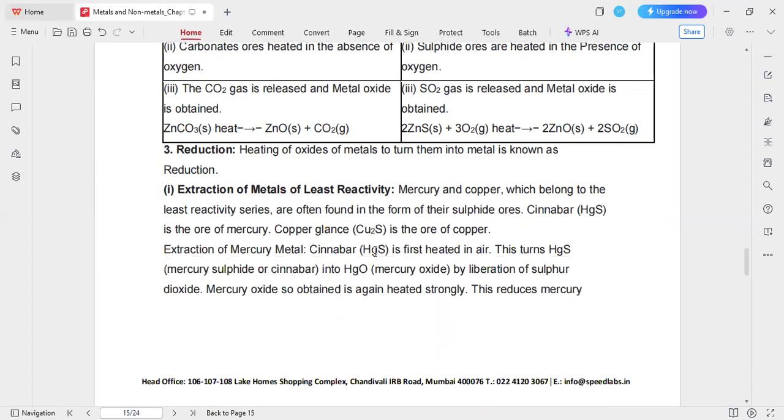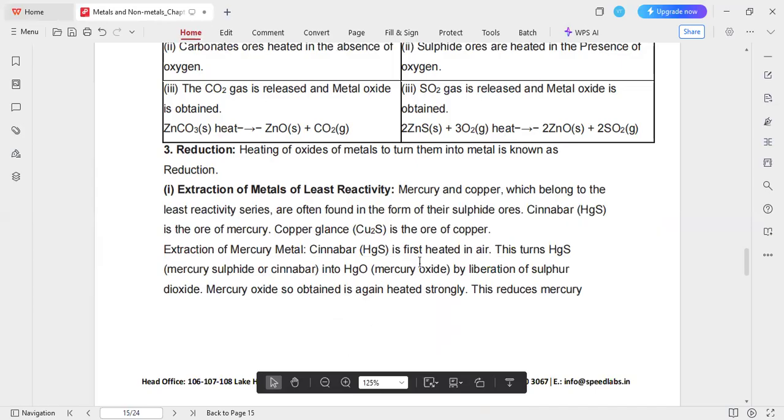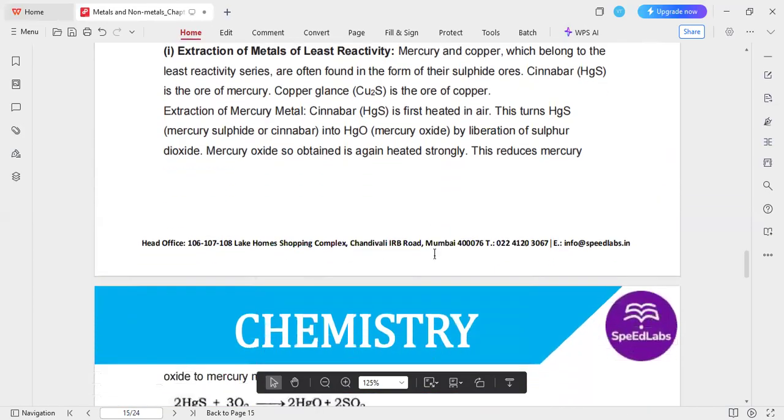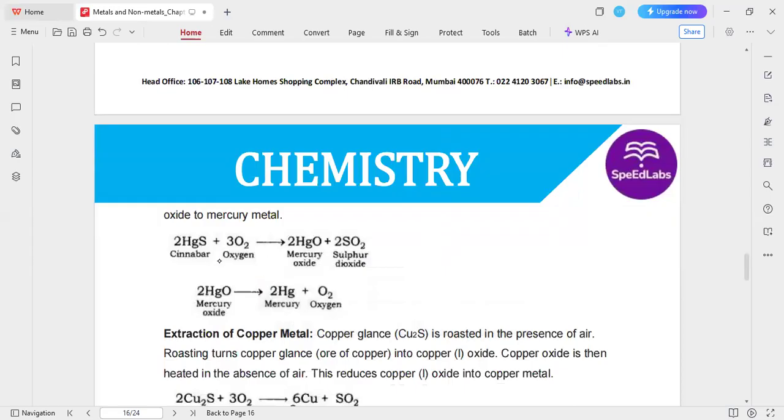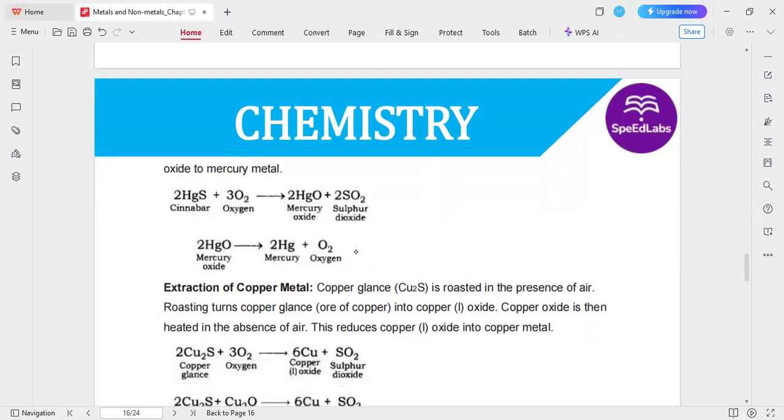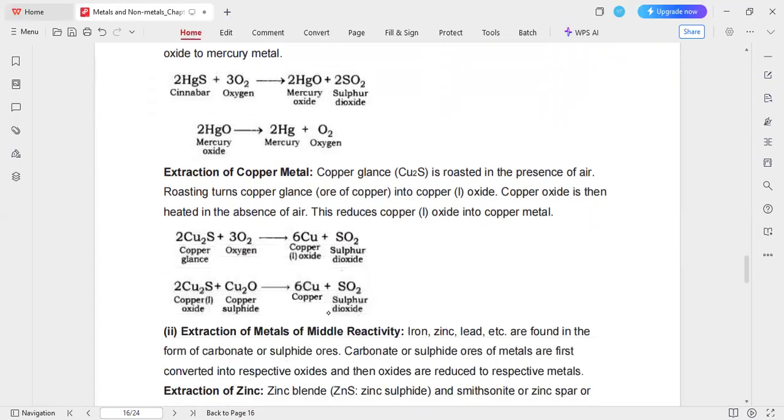In reduction, we convert metal oxide into metal, children. We use a reducing agent or self reduction. For example, if a sulfide ore is heated with oxygen, it gives metal oxide. If you heat a metal oxide like mercuric oxide, you get pure metal. Yes or no? How do we get the extraction of copper metal? Very, very important. This is also a 3 marks question they can ask.